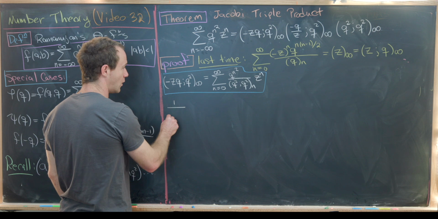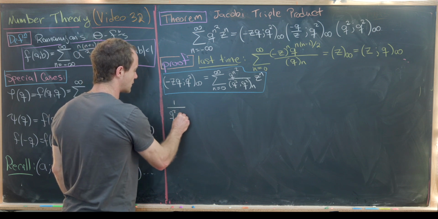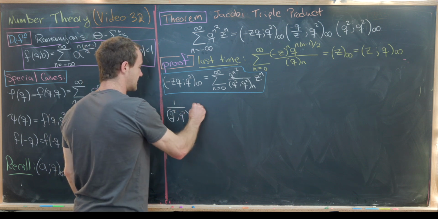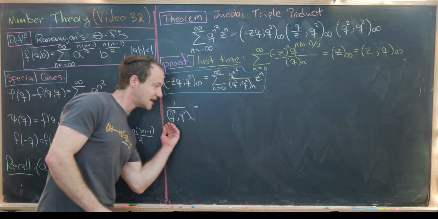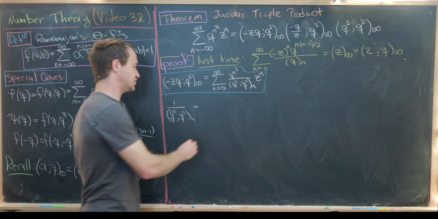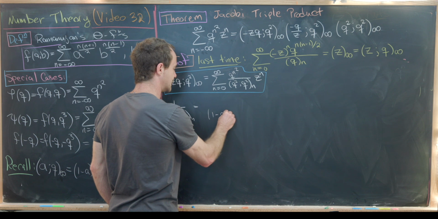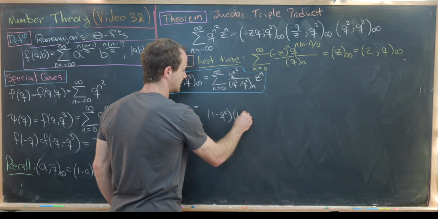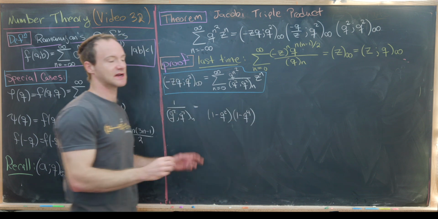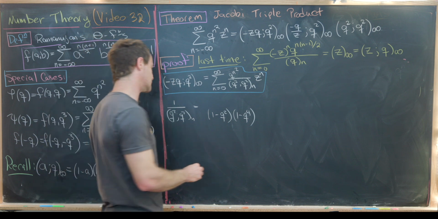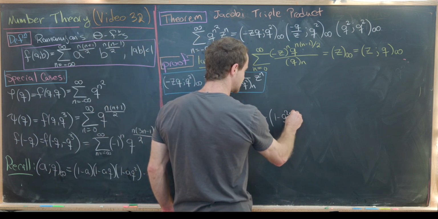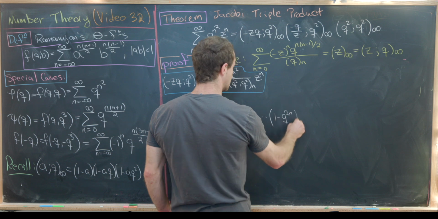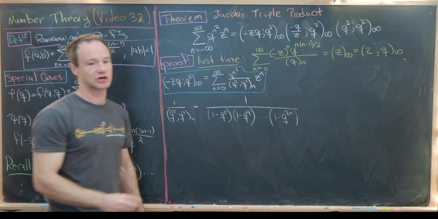So I'm going to write it as 1 over (q squared; q squared)_n. But let's recall what the definition of that is. That's this product of n objects that begins at 1 minus q squared. The next term is 1 minus q squared times q squared, or 1 minus q to the 4th. And it's going to end up here at 1 minus q to the 2n. Good, because we need n total terms.